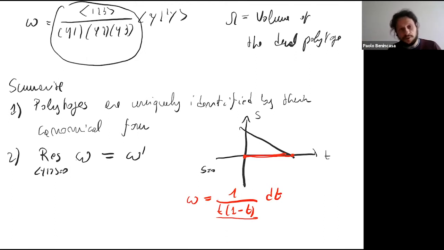So the important point is that given a polytope, you have a differential form associated to it. A polytope has boundaries which are still other lower dimensional polytopes. So when you take the residues of this canonical form, you get another canonical form which is uniquely connected to the polytope related to the boundaries of the original polytope.